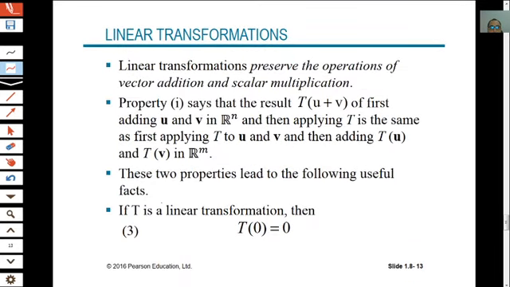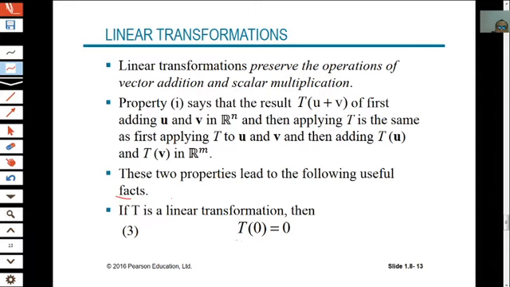The first property says that the result of first adding u and v in the domain, then applying the transformation, is the same as first applying T to u and v and adding T of u and T of v in the codomain. So these two properties lead to the following useful facts.